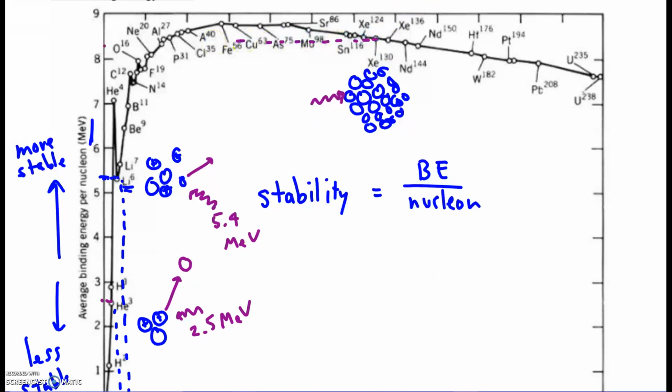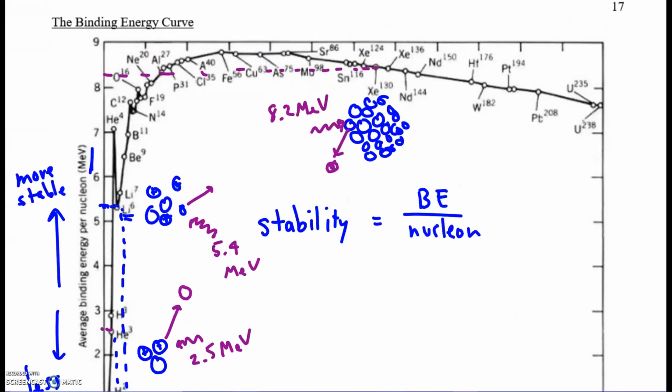If you want to knock free one of those xenon nucleons, how much energy do you need? Well, I didn't get that one. What is it, 8.2 or something? You need to blast it with 8.2 mega electron volts to knock free just a single nucleon. So stability we measure using binding energy per nucleon.